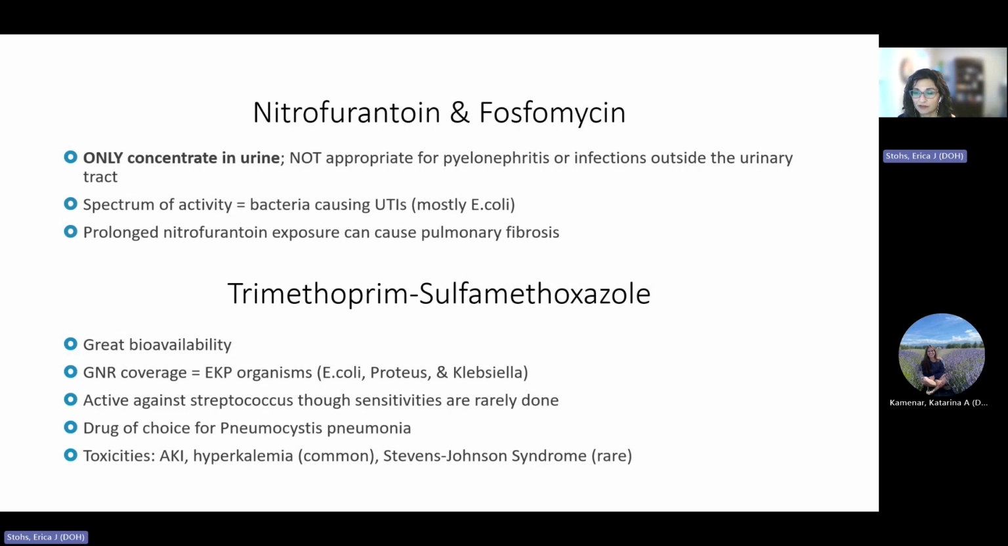It is also our drug of choice for pneumocystis pneumonia. If you've heard of that particular infection, this is in immunocompromised patients in particular.